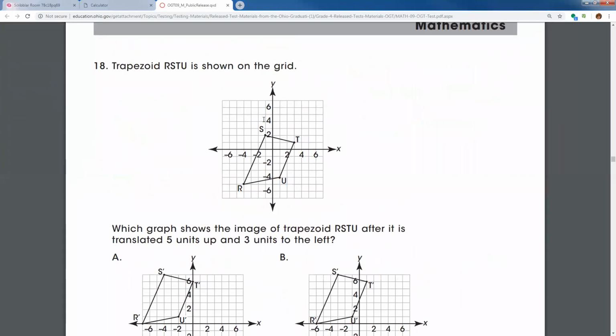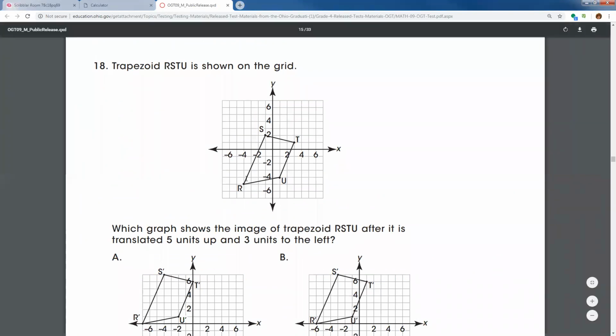So another geometry type question. The geometry ones can be difficult just because you see the algebra so much more than you see the geometry. So trapezoid RSTU is shown on the grid. When it says RSTU, it's just talking about these actual points.